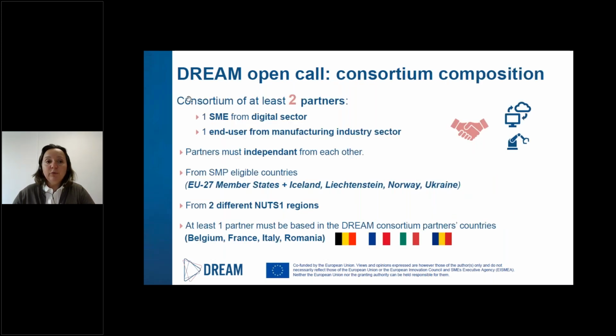So how to compose and build your consortium to apply to the DREAM open call. We will address a consortium made of at least 2 partners. It will be mandatory to have among these 2 partners at least 1 SME from the digital sectors and 1 end user from manufacturing industry sectors. The end user could be an SME or a non-SME. A large company, for instance, could be fully relevant. However, the funding is only for SMEs. Keep that in mind. In case the end user is a large entity, it cannot receive funding. The funding will only go to the SME.